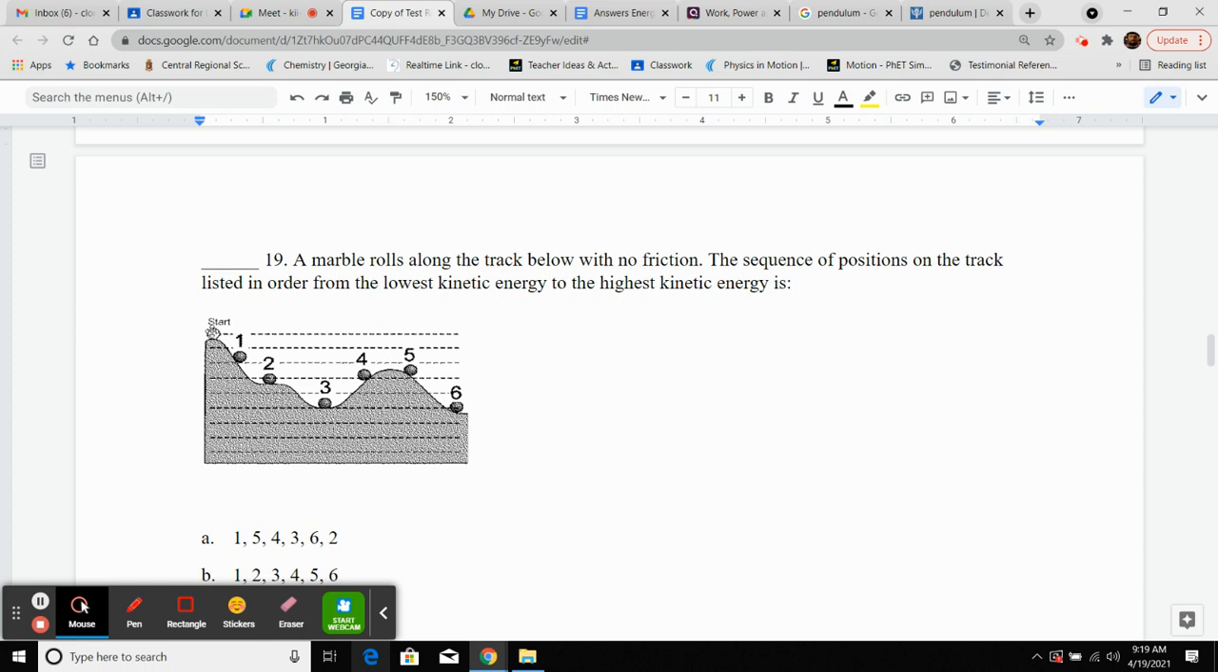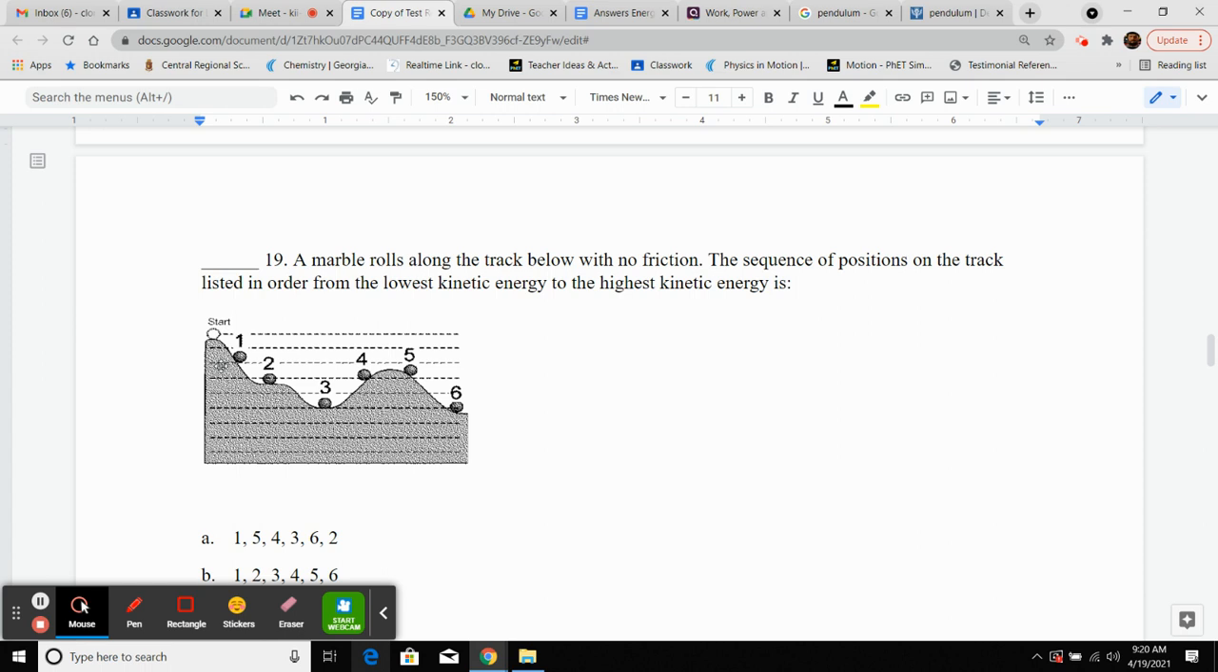Think about it. Right at the start, you have the most potential and least kinetic because you're really not moving. Now you're starting to accelerate. So you have the highest height here out of the six parts that are shown. So you're going to have the least amount of velocity here, so the least amount of kinetic energy. So remember, it's like the opposite of potential.